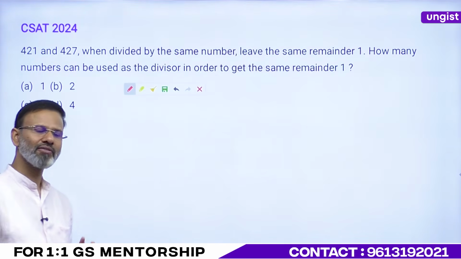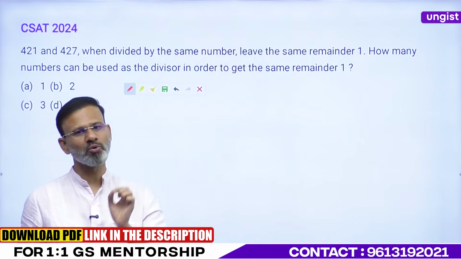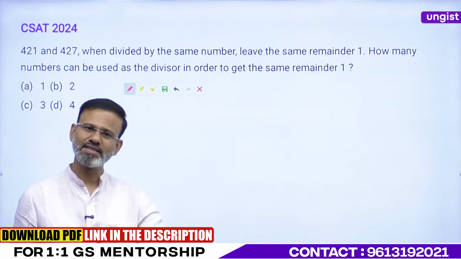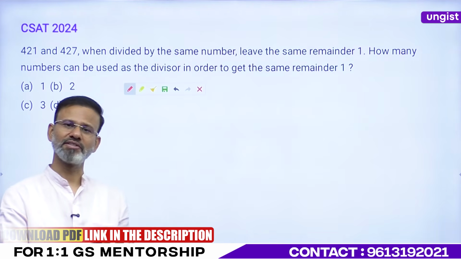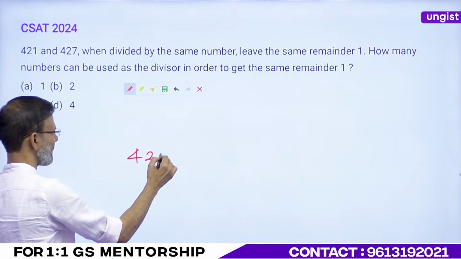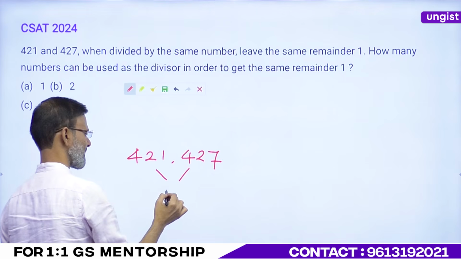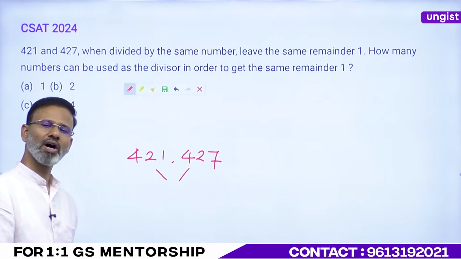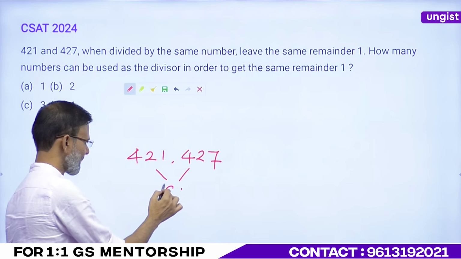In 2024, they have asked 2 questions. And both the questions were from the same concepts. HCF and factors of those numbers. HCF and factors of HCF, right? Here they are saying 421 and 427 is being divided by a same number, leaving the remainder 1. How many such numbers are possible? So the difference is here 6.